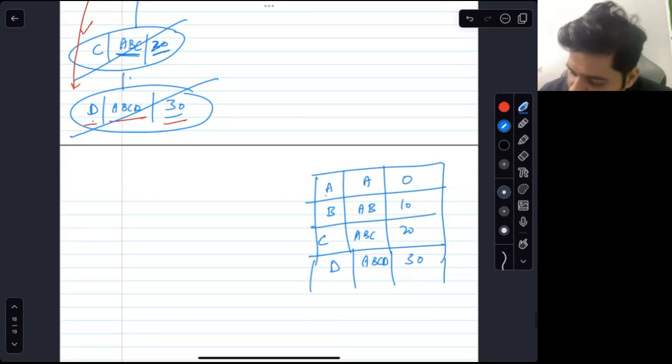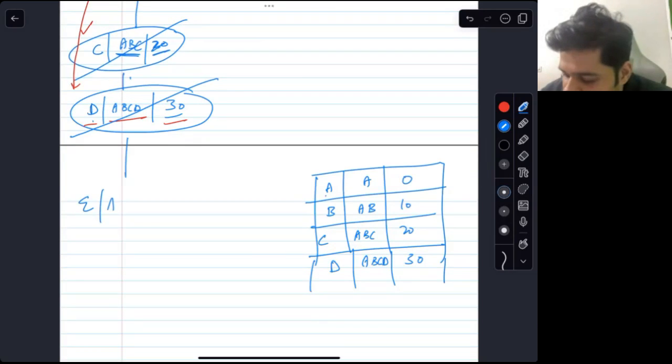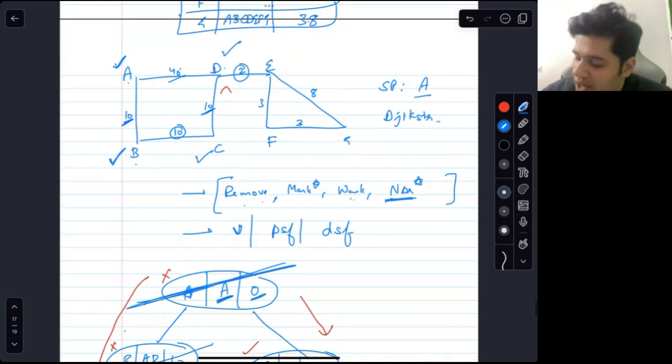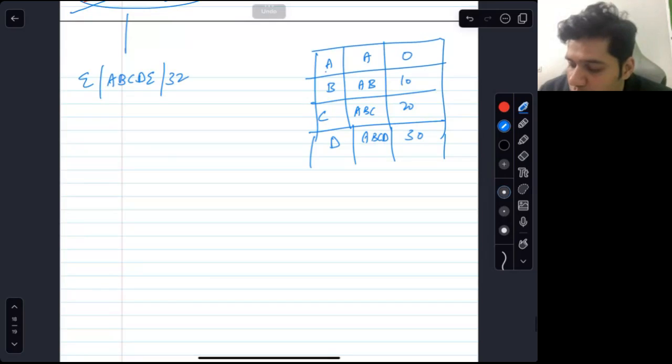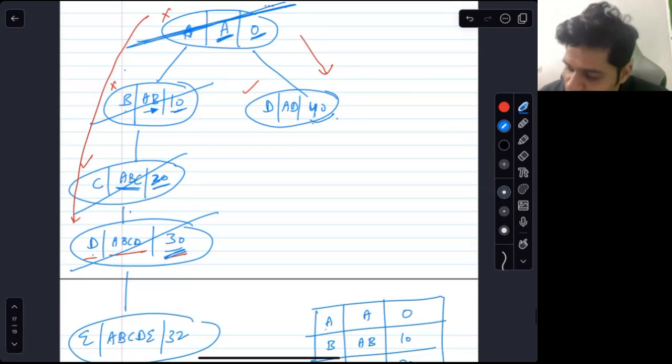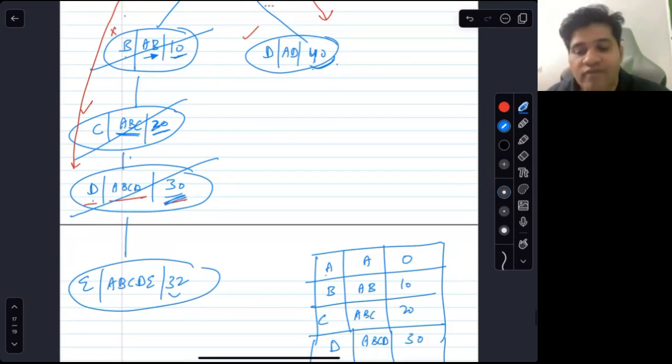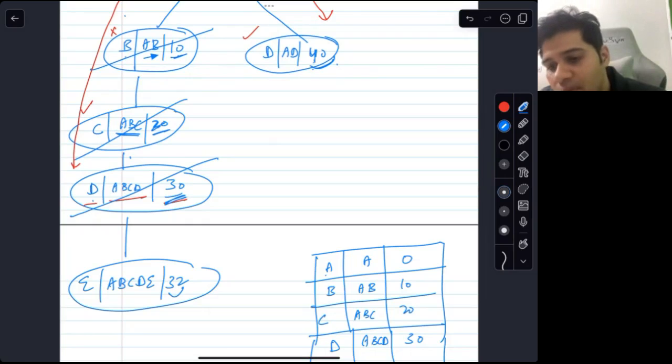So, E: A, B, C, D, E. The old cost is 30. The edge is 2. I will take the edge, 32. Now see, there is still 40 here and there is still 32. Which one will be removed now?